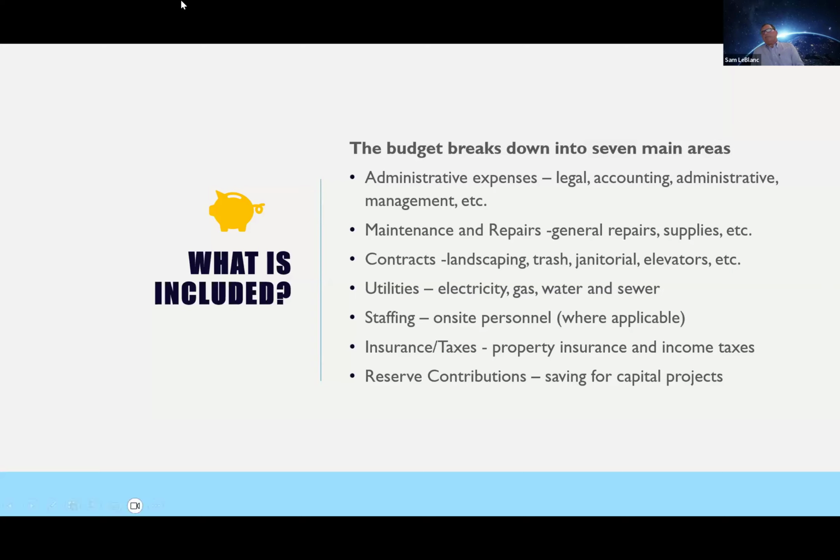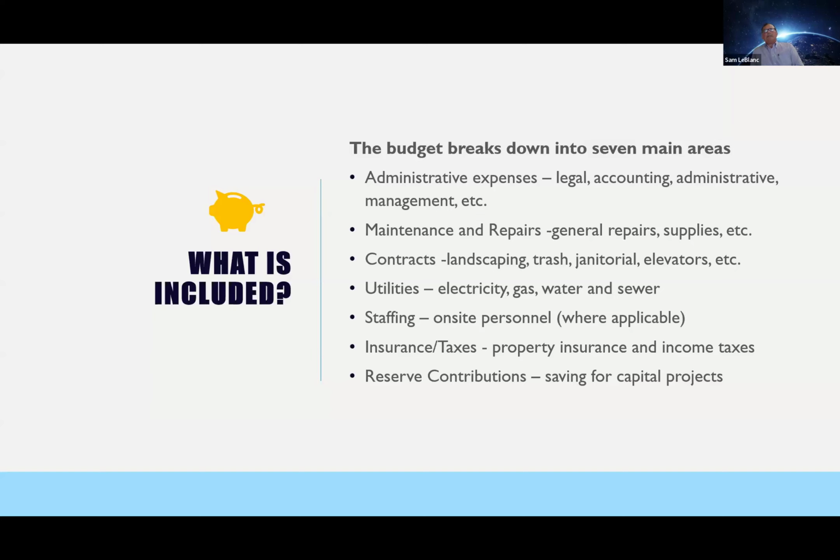Maintenance and repairs. That's everything from general repairs, supplies, plumbing, HVAC repairs, elevator repairs, all the repairs you need to do. This is often an area where boards will under budget, so I would always encourage you to make sure you're budgeting a reasonable amount for maintenance and repairs. In your budget, you're going to have a view of past years. If every year you're spending $15,000 on maintenance and repairs, don't budget $5,000, because wishful thinking is probably not going to happen. So be realistic on your maintenance and repair costs.